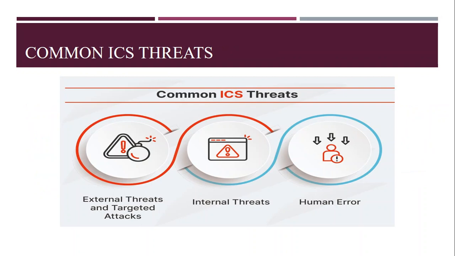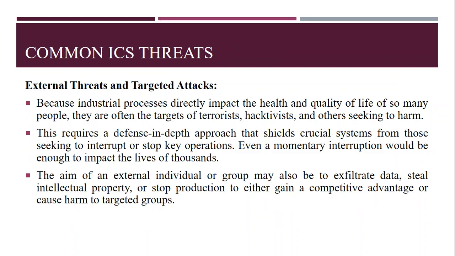We have common industrial control system threats. First of all, external threats and targeted attacks. These can come from any individual or any group to affect the industrial repute or affect the lives of people connected with the industry, which can be customers, staff, or stakeholders of the industry. The person or group attacking the system can be your competitor, any outsider or any attacker.